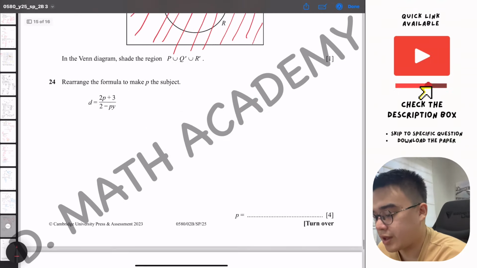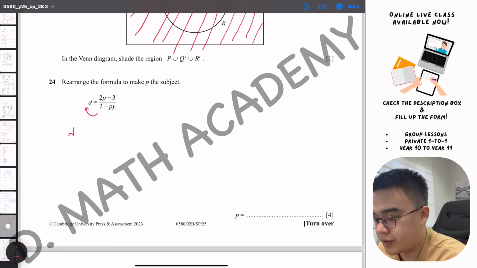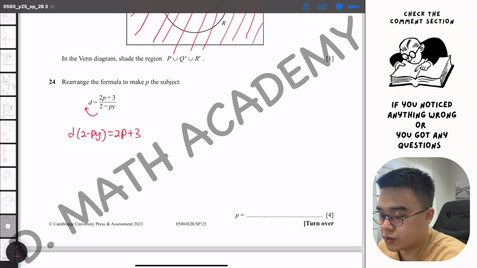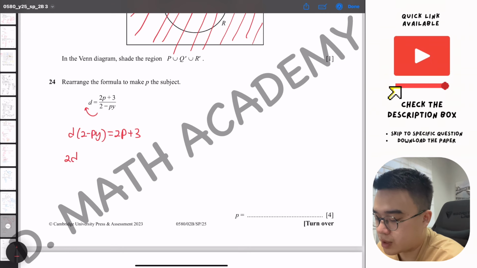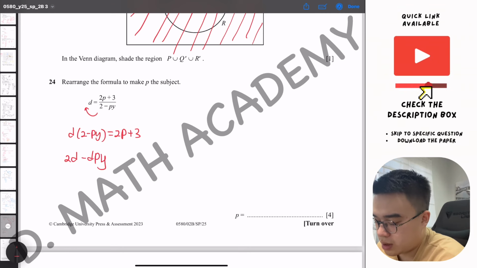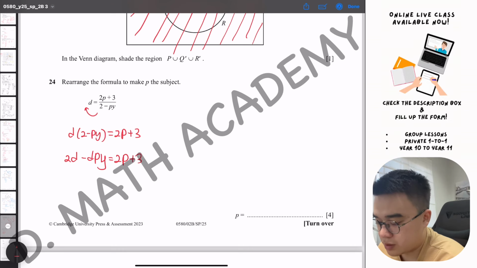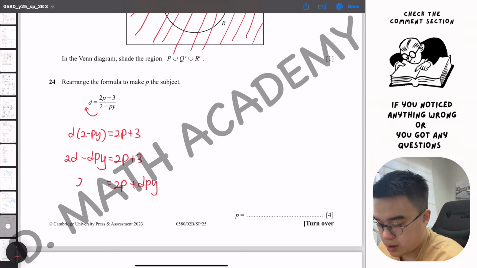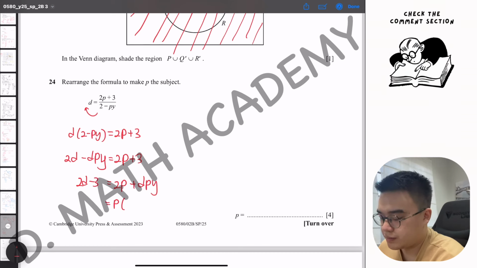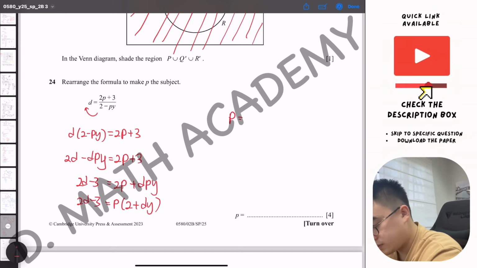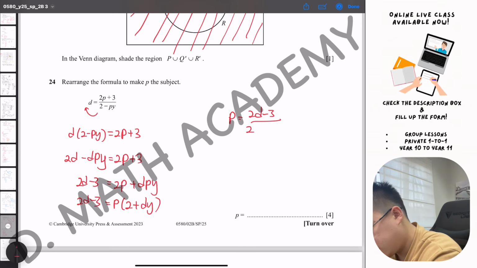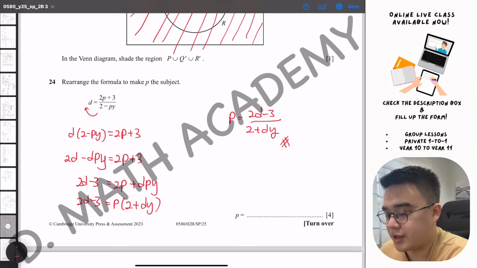Question 24, making P the subject. Multiply it up first. Okay, because I noticed there was 2P. So if I don't expand it, I can't make whatever that I want as the subject. I decided to bring all the P's to the back. Take out the P. And you get your final answer here, just like that.